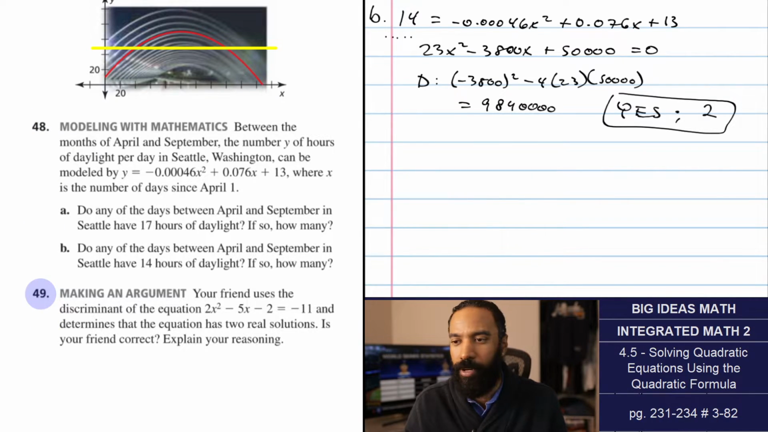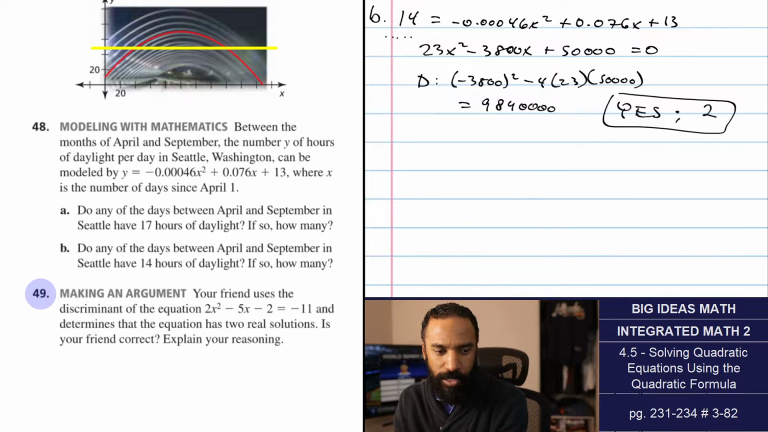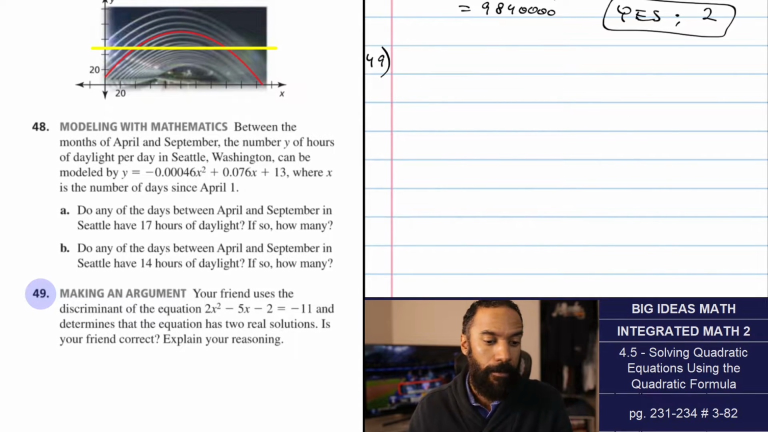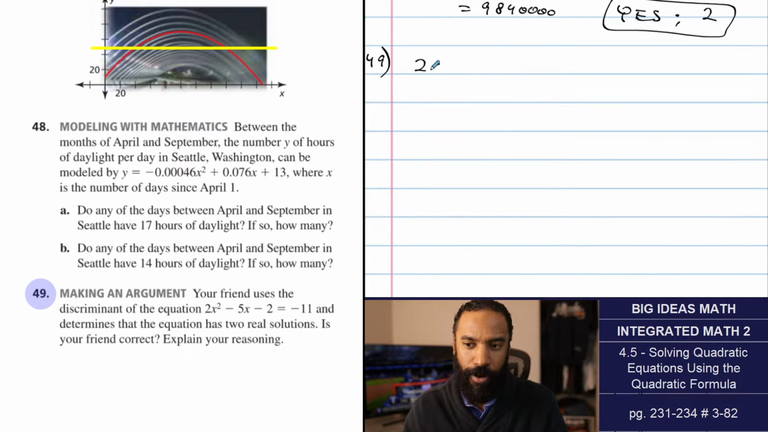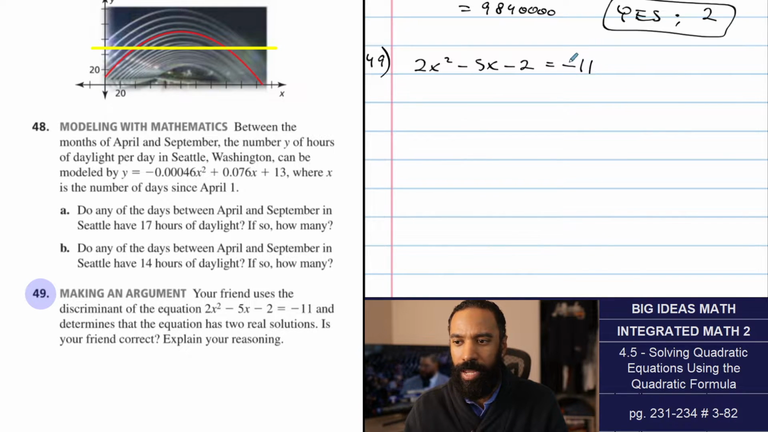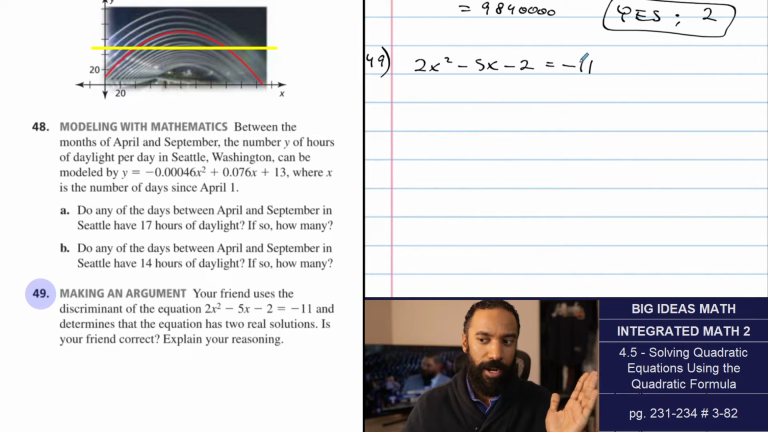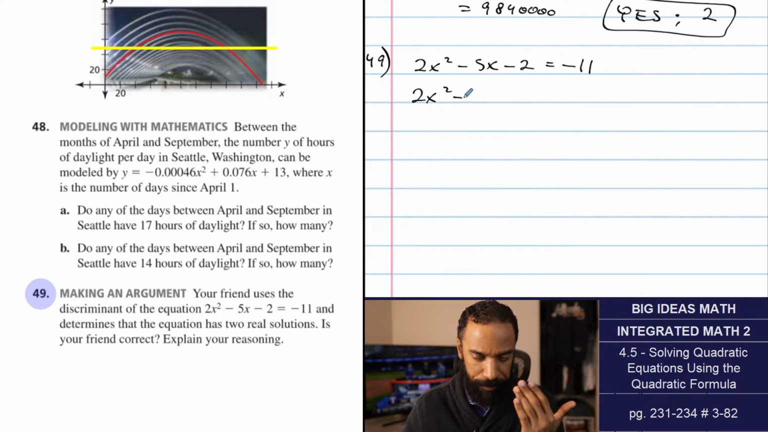Okay, number 49. Making an argument. Your friend uses the discriminant of the equation 2x squared minus 5x minus 2 equals negative 11 and determines the equation has 2 real solutions. Is your friend correct? Explain your reasoning. I'm going to guess that your friend probably didn't set this equal to 0. So I would agree that if this was set equal to 0, or if this was A, B, and C, that having a negative y-intercept with a positive stretch factor would indeed have 2 x-intercepts, 2 real solutions. But if we add 11 over it here, it's questionable.